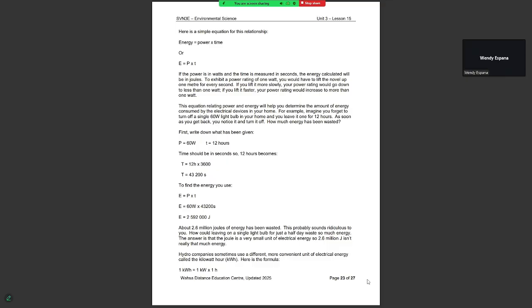So if one light bulb uses that much energy in half a day, we have to come up with a more convenient unit of energy to calculate our hydro bills. And so we call it the kilowatt hour. Kilowatt hour, that's what the hydro company uses for its unit of electrical energy. And the formula for that is 1 kilowatt hour is equal to 1 kilowatt times 1 hour.